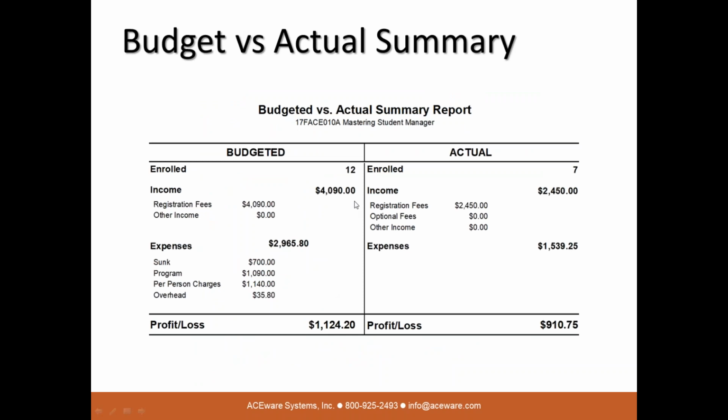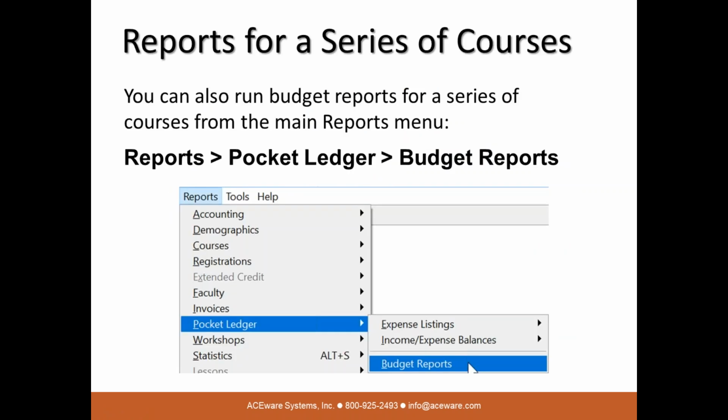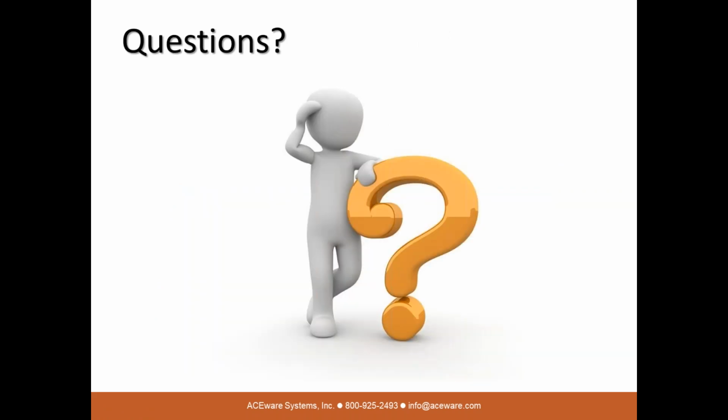This is an example of a budgeted versus actual. Whoa, I'm slipping around. There we go, budgeted versus actual. And then there are reports at the master level. That's at the course level. There is a reporting area under the master reports level under Pocket Ledger that gives you some budget reports.